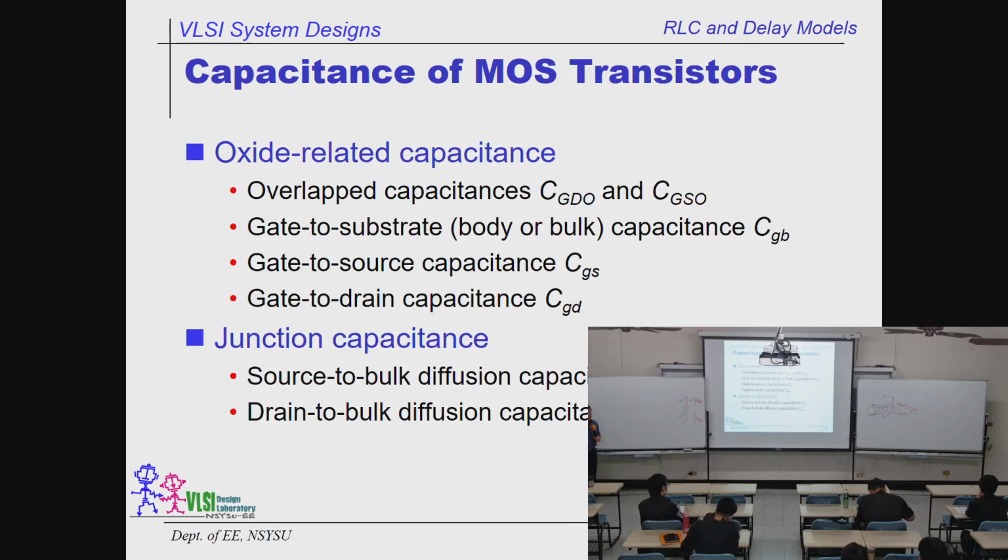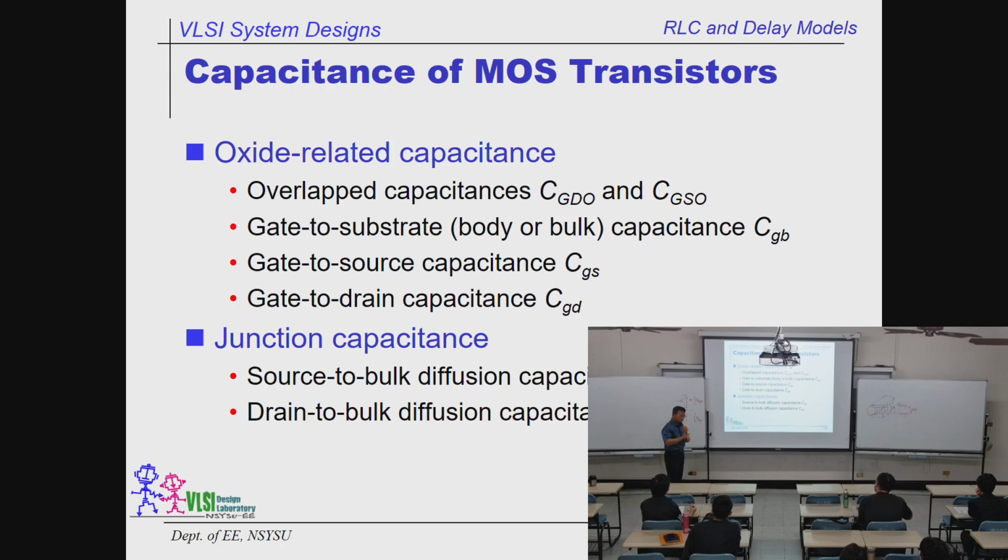Well, this is not the worst yet. The worst is coming. It is the parasitic capacitance created or generated by the MOS transistor. How many capacitors are there? Just look at the screen. 1, 2, 3, 4, 5, 6. A total of 6 different capacitors. They are all called parasitic capacitors.